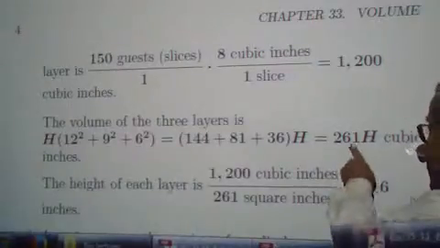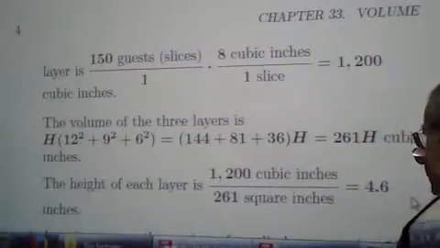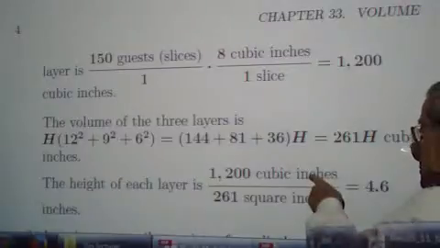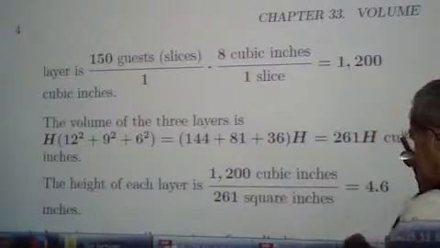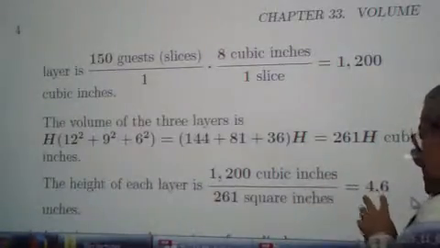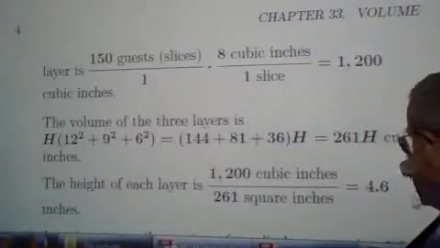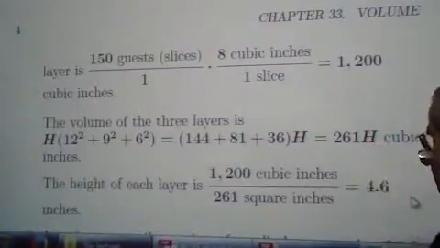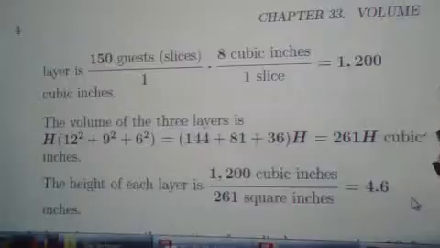Where does that come from? Comes from right here. So the height is the total cubic inches divided by the square inches. That gives us just inches. And the height of the box, the height of each tier, is supposed to be 4.6 inches.